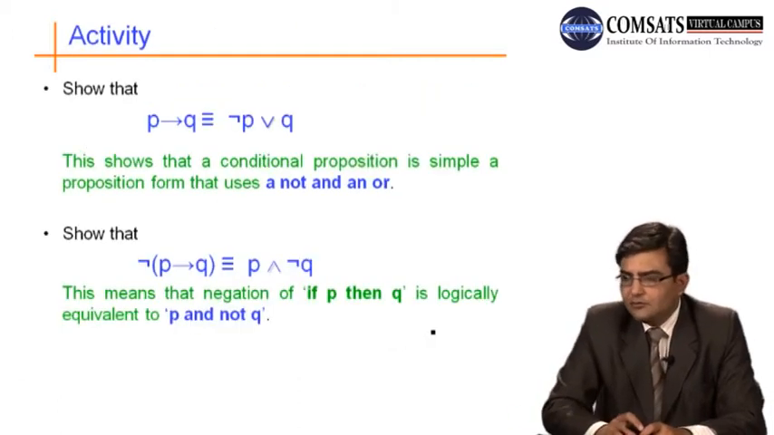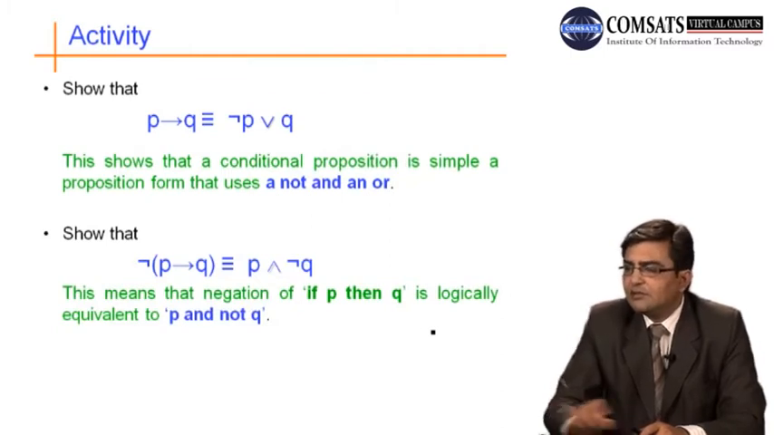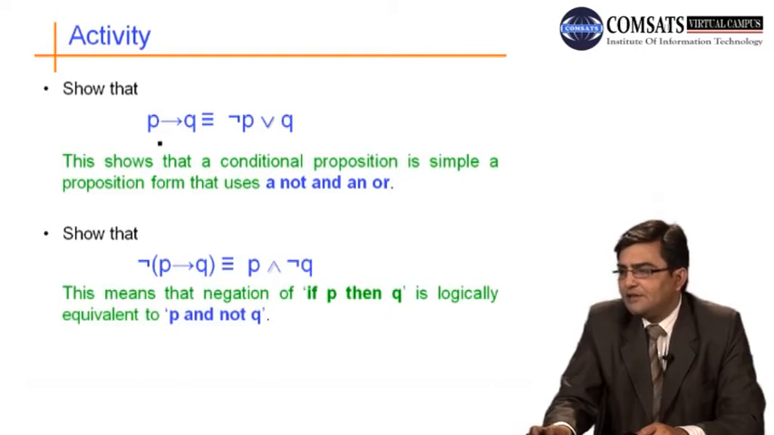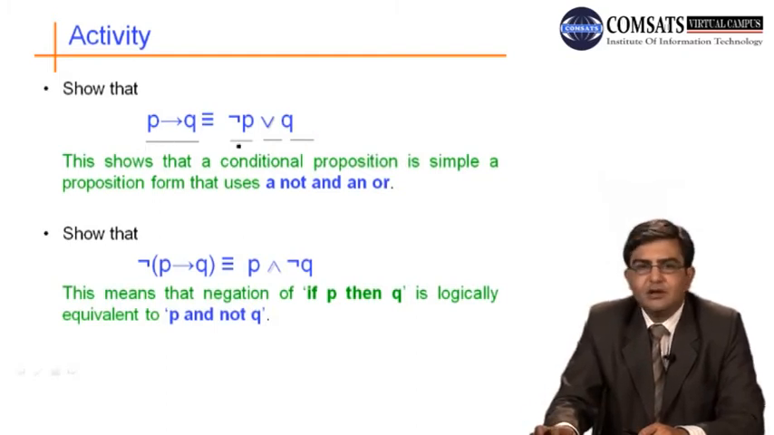The next, we study some equivalent forms of the conditional statements. P implies Q here is equivalent to not P or Q. So how can we prove that P implies Q is equivalent to not P or Q? The simplest way to prove these two statements to be equivalent is using truth tables. So we construct the truth table for P implies Q and not P or Q.